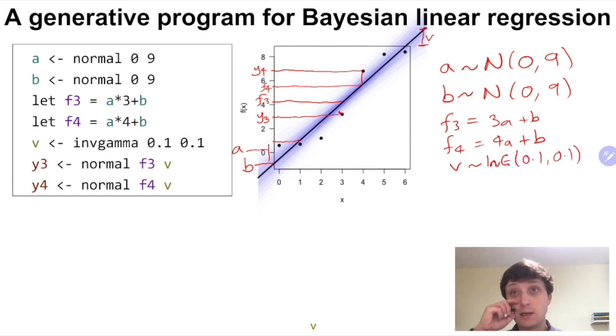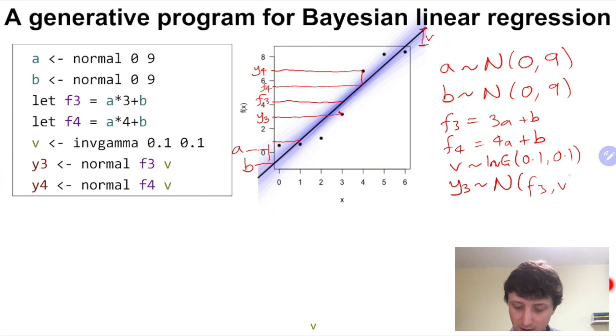I don't really want to go into the inverse gamma distribution, but it's a good choice of a distribution for a variance. And then finally, y3 and y4 are not the true values of f, that would be f3 and f4, but y3 is rather normally distributed around the true value with the variance that we're talking about. And similarly for y4.